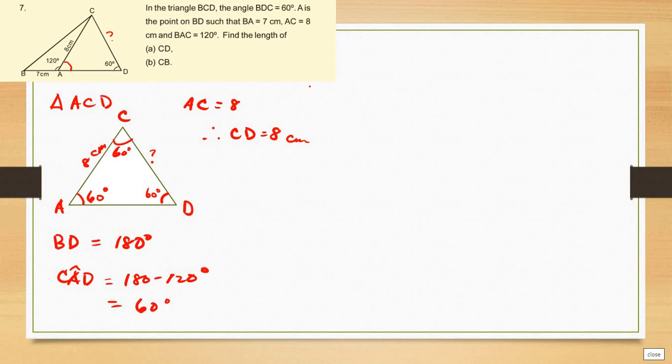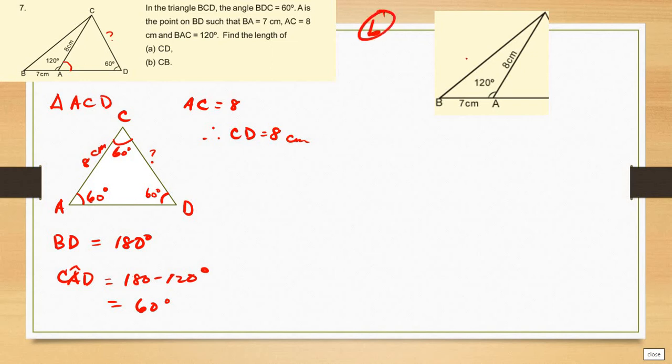Now we go to letter B. It says here we're going to solve for CB. We're going to consider the other triangle. We are trying to solve for CB. This is C. Okay. Now, if you're going to look at this, we have 2 sides given and an angle between them. That means we can use the cosine law.